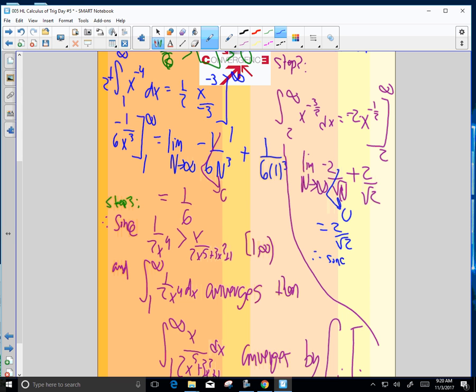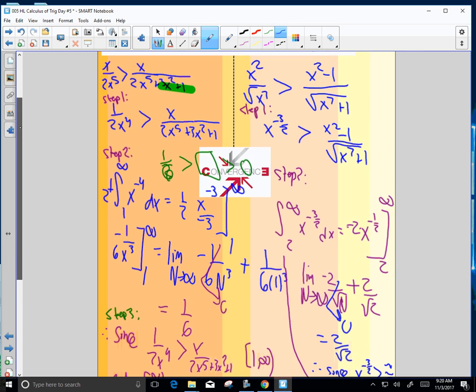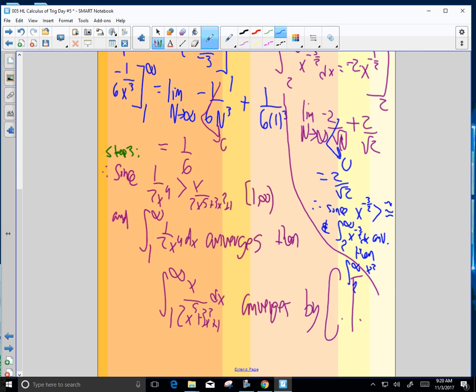Therefore, since x to the negative 3/2 is greater than that whole big mess that we had, and the integral from 2 to infinity of x to the negative 3/2 converges, then the integral from 2 to infinity of whatever that was, x squared minus 1 over the square root of x to the 7th plus 1, converges by comparison test.